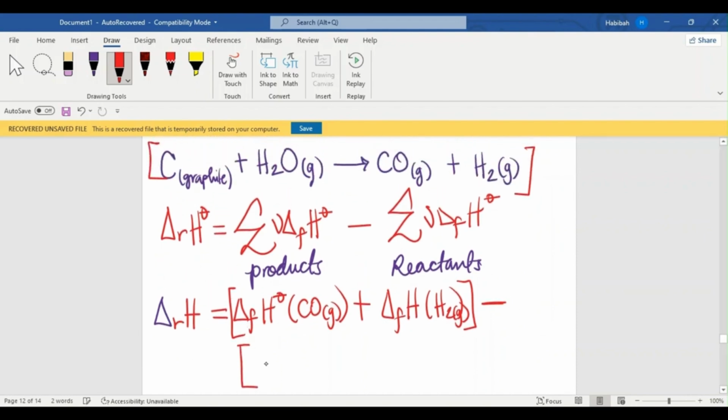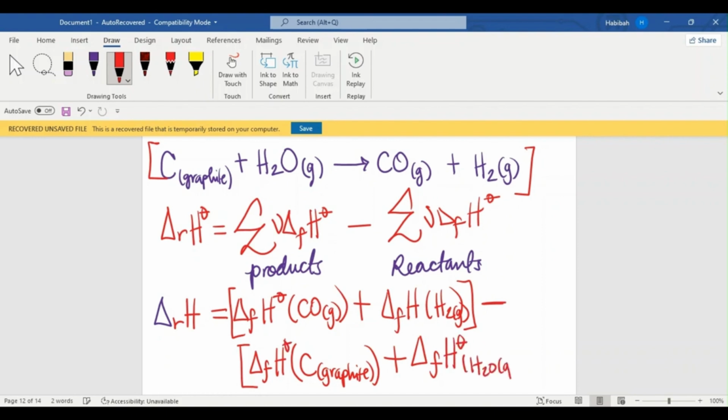So that will be the change in enthalpy of formation for carbon graphite. Plus, don't forget we have the summation for a reason, the change in enthalpy of formation for the H2O gas molecule.